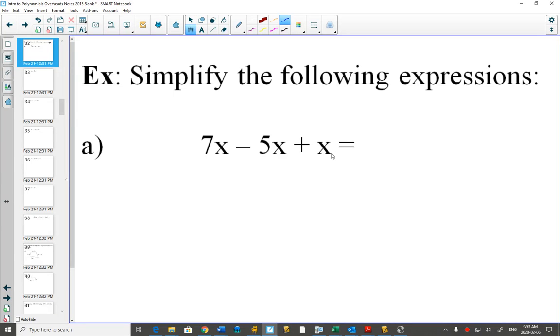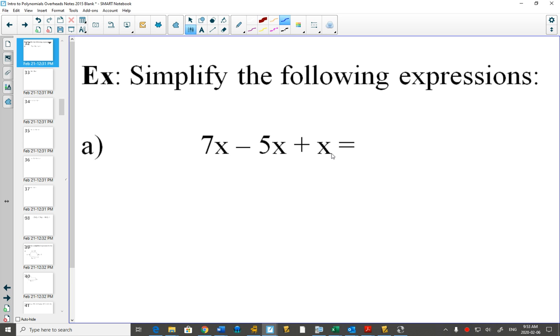So with simplifying, we want to put things together that we can put together. And in mathematics, just like saying 3 apples and 2 oranges, you can't say you have 5 apple-oranges. You have to only add things that are alike. Things are alike if they have the same variables with the same exponents. So in this one, it has 3 terms right now.